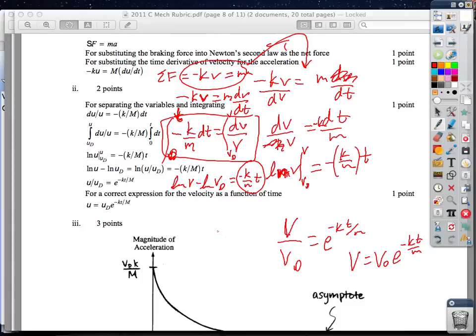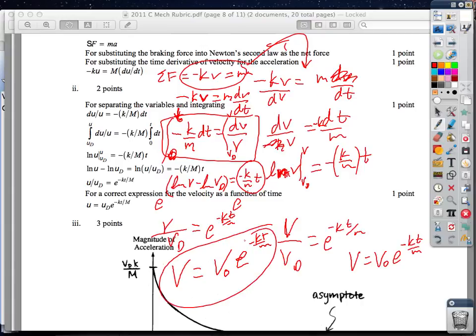And then now the question is, how do I get this v out by itself? So I take both sides, e to whatever. And that allows me to get v. The minus becomes divided, so v over vd equals e to the negative kt over m. And then I can get v is, I think that's v0, times e to the negative kt over m.